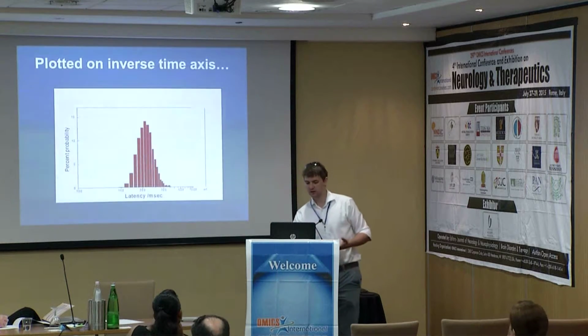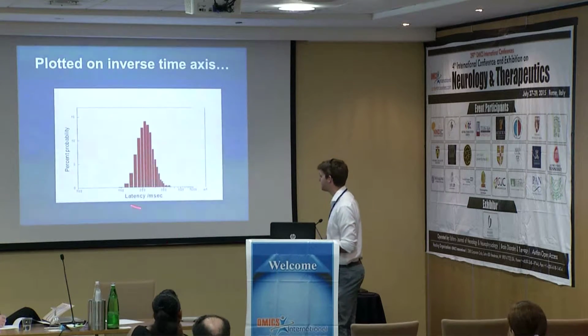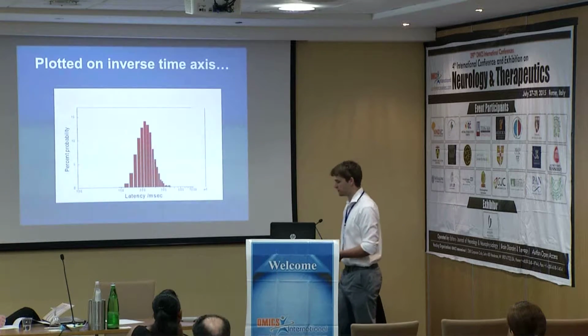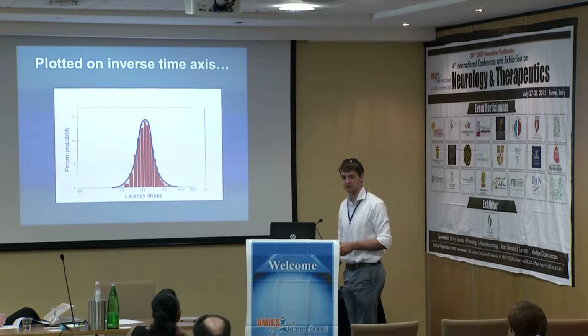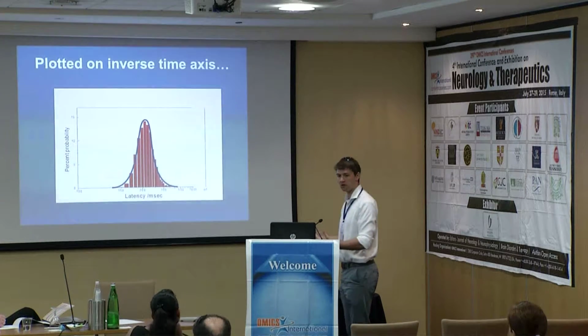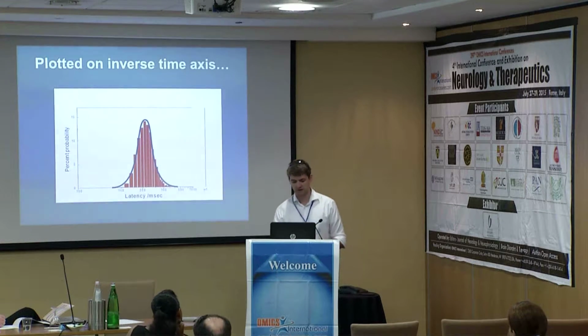If we look at this on an inverse time axis, we plot inverse latency here, you start to get much more of a predictable relationship, and you get more of a Gaussian type distribution, something we can measure, quantify, and analyse much better.